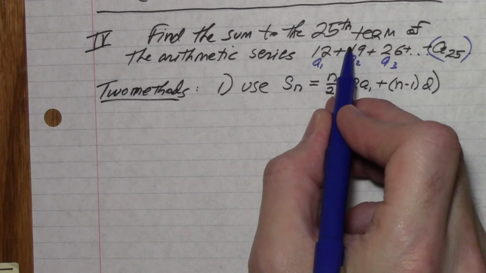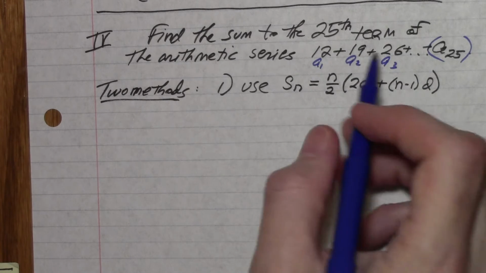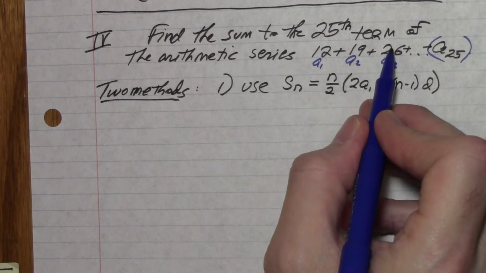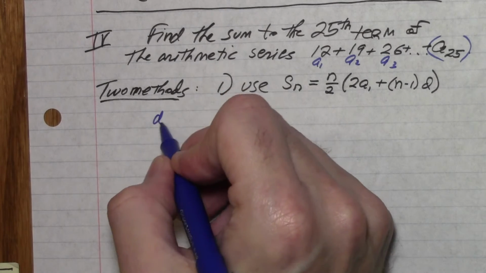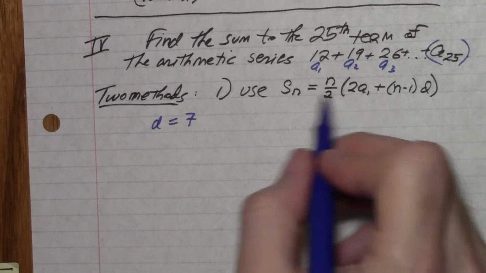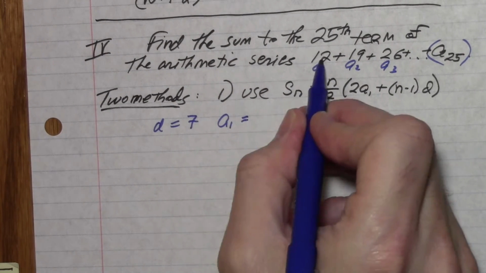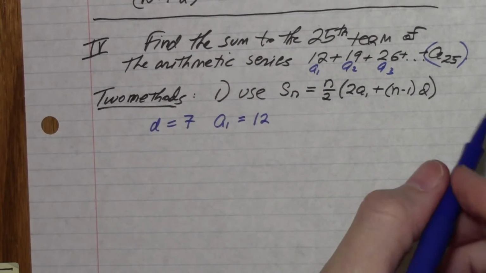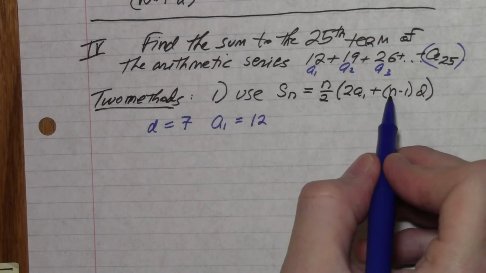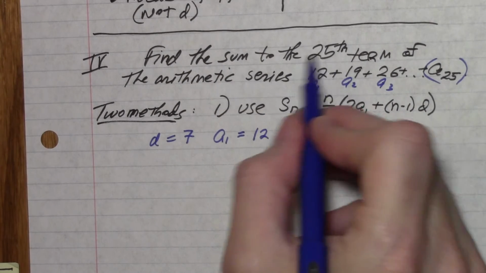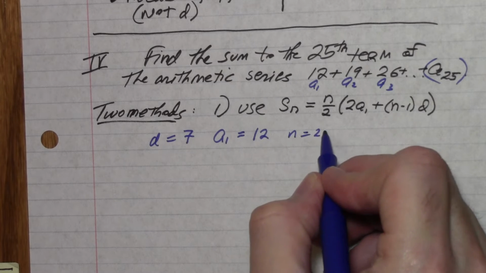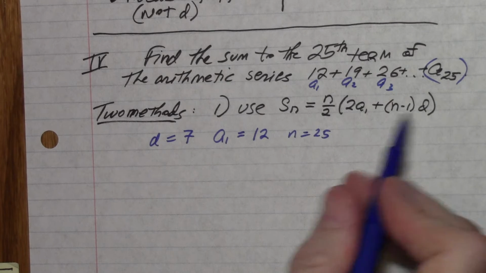Okay, so what we're going to do here is figure out the difference based on this. 12 goes to 19. Well, do 19 take away 12. Okay, 19 take away 12 is a 7. 26 take away 19 is a 7. So it looks to me like d is equal to 7. Then we know the first term, which is of course the first term. And we need to know the number of terms, which it tells us right here. The n is 25. Plug them in.